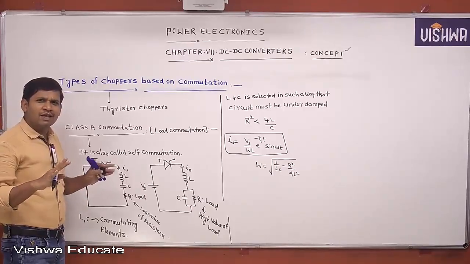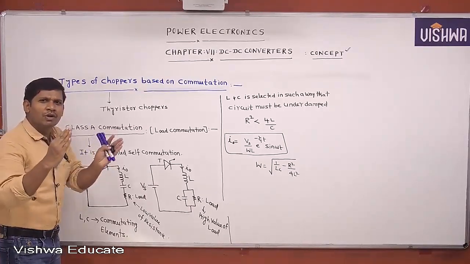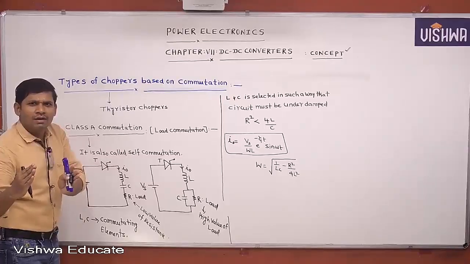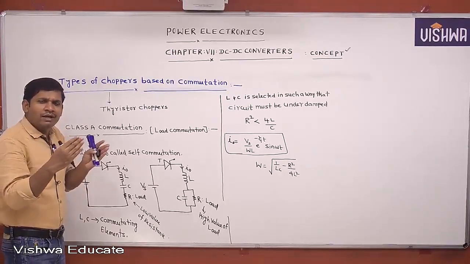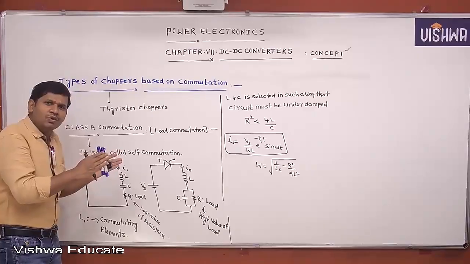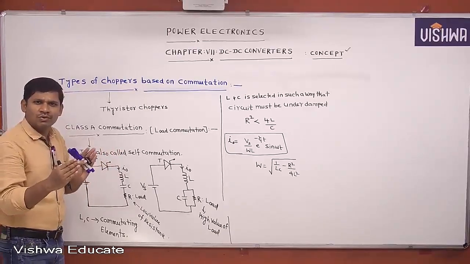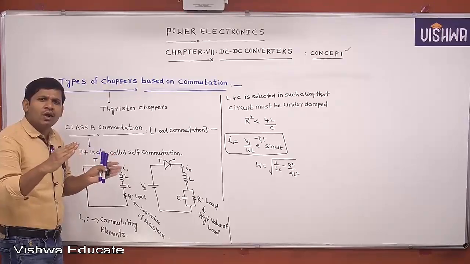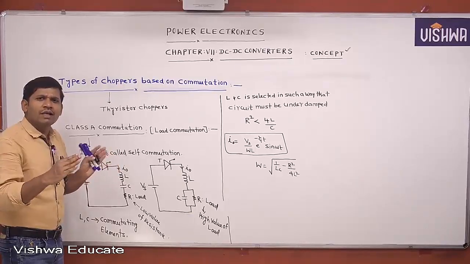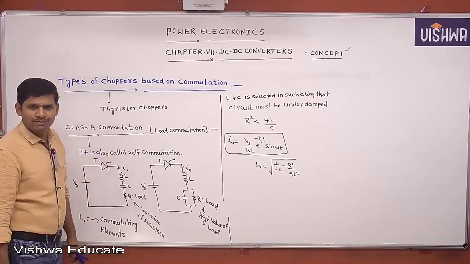Then we can design the circuit in such a way that at a particular instant we want to make the turn off, and at a particular instant we want to trigger the thyristor. We are designing the triggering circuit and the commutation circuit in order to make it on and off. Once we can control on and off, then we can control the output voltage.